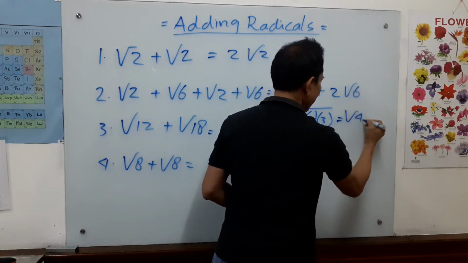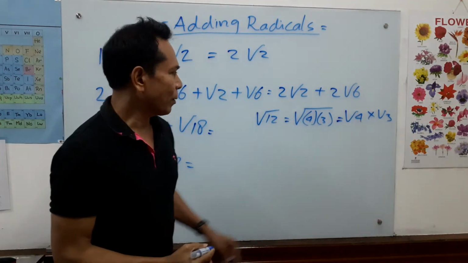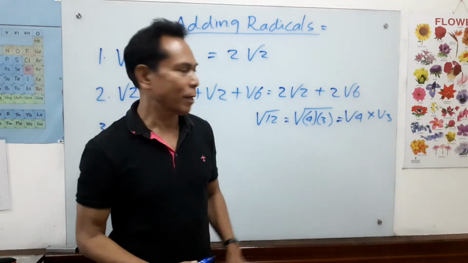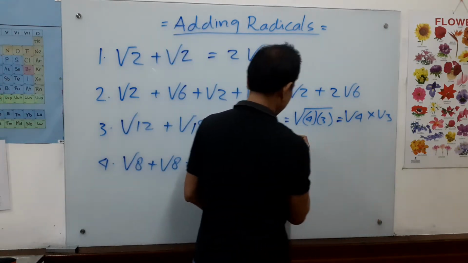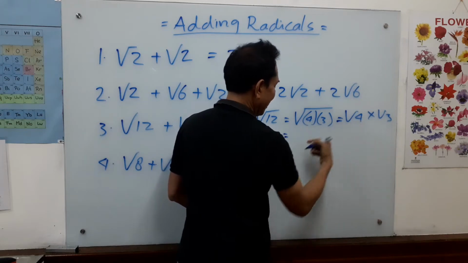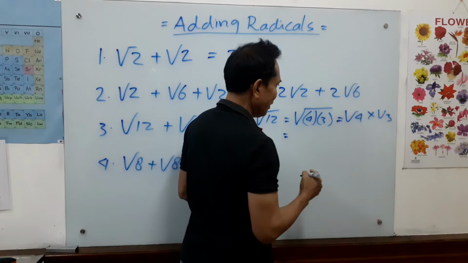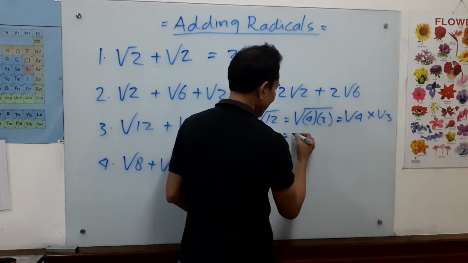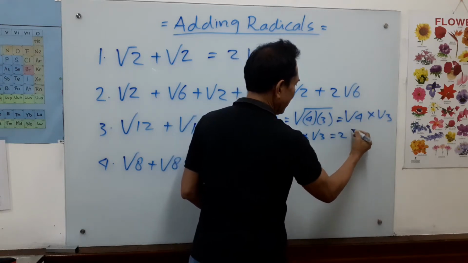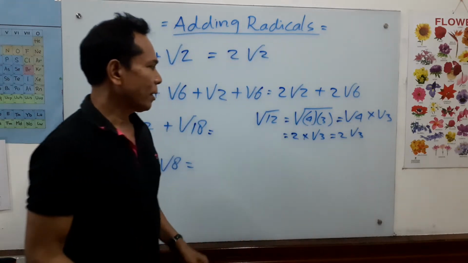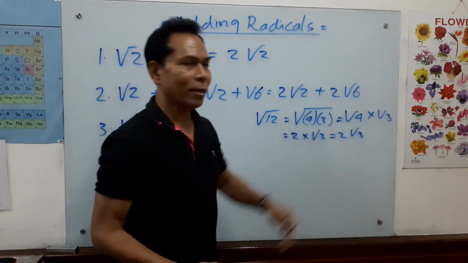Then we take them out to stand independently, so radical 4 times radical 3. Now radical 4 is a perfect square, so you can simplify straight away. Radical 4 is 2. It's a perfect square, so it's 2. 2 times radical 3 equals 2 radical 3. Now, your answer for this one here is 2 radical 3.